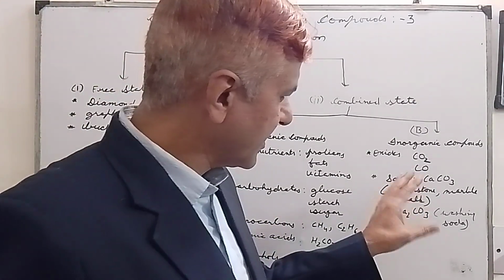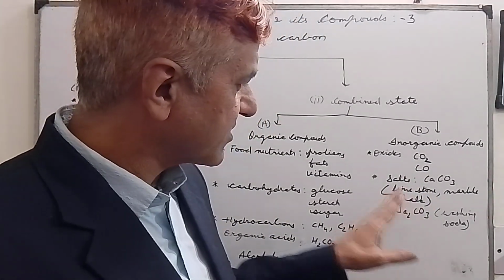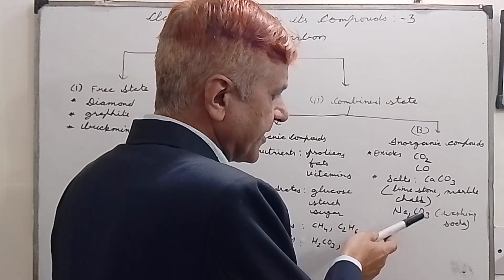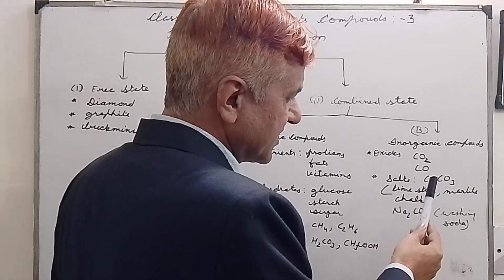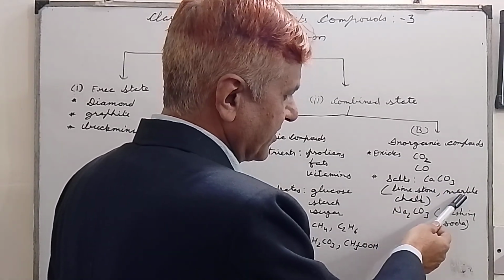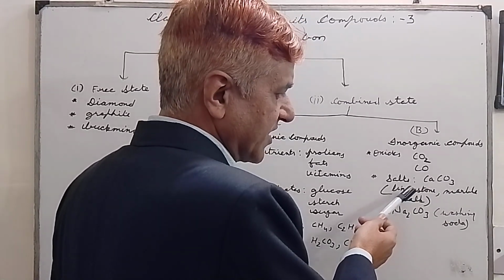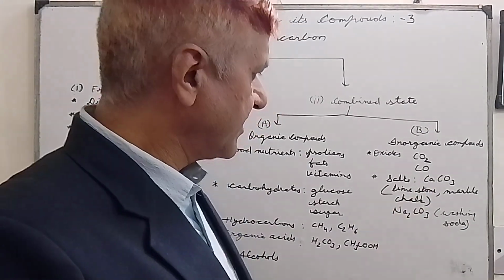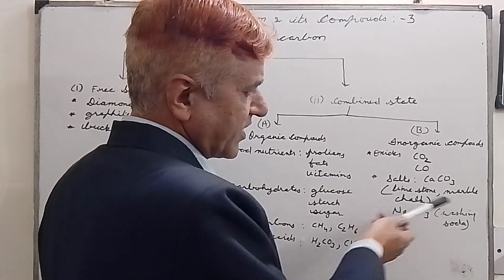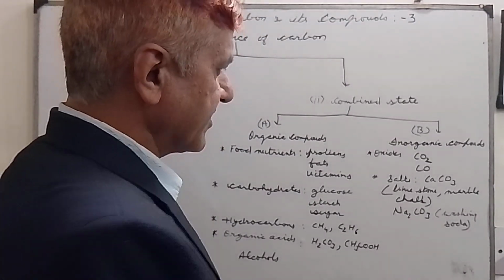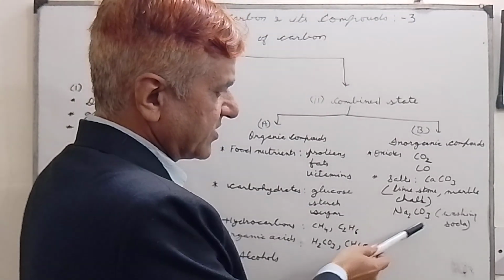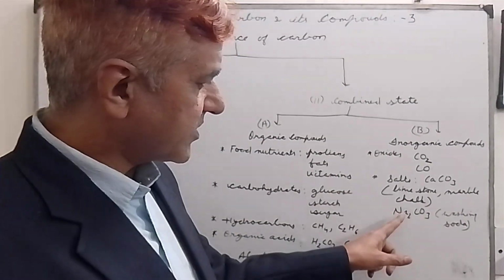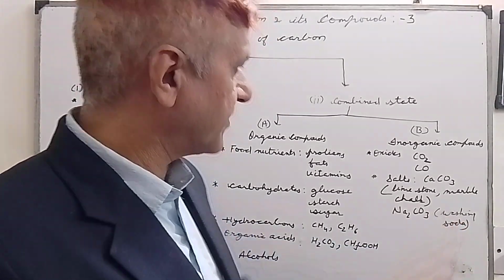There is a question which is asked in final exams in the CBSE board: what is the chemical formula for marble, or sometimes chalk, or sometimes limestone. This question is generally asked in the paper. So please remember that the chemical compound of chalk, marble or limestone is calcium carbonate. And then sodium carbonate. This is also a salt and carbon is contained here also. Sodium carbonate is also known as washing soda.